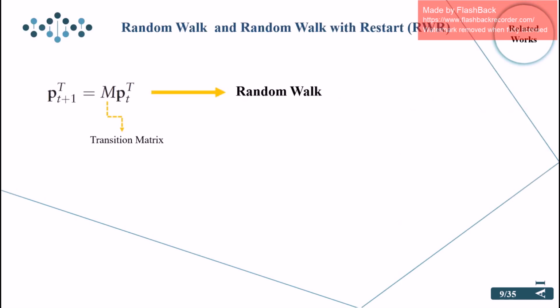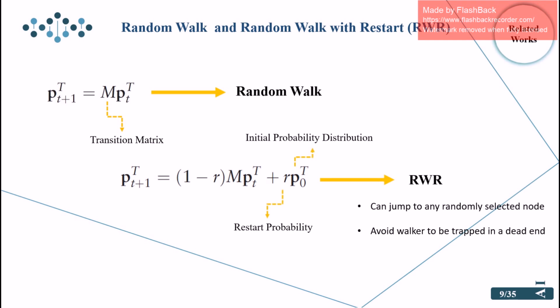For better understanding, let's have a look at random walk and random walk with restart algorithms. Random walk gives us the closeness of two nodes in the graph, which in that M is the probability of a movement between different nodes in a graph. RWR algorithm is the same as a random walk, but with a slight difference, which gives the walker the ability to jump to any randomly selected nodes in the graph. And as a result, it avoids walker to be trapped in a dead end.